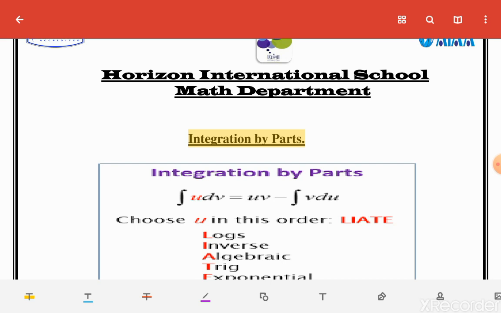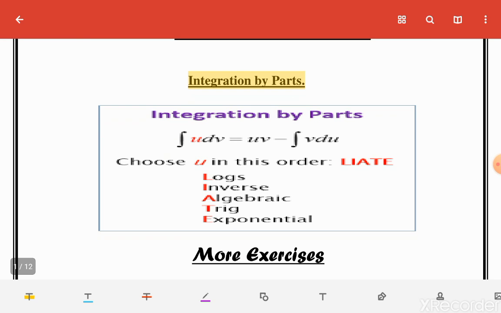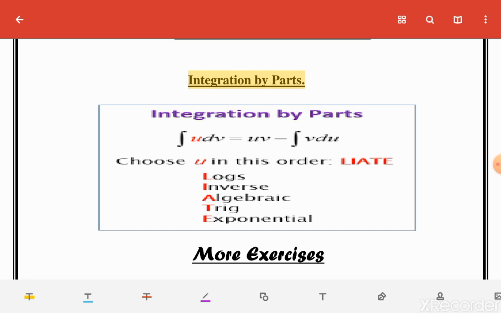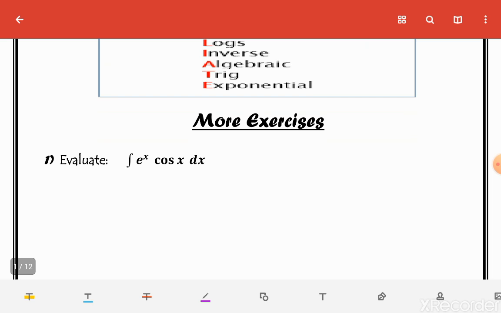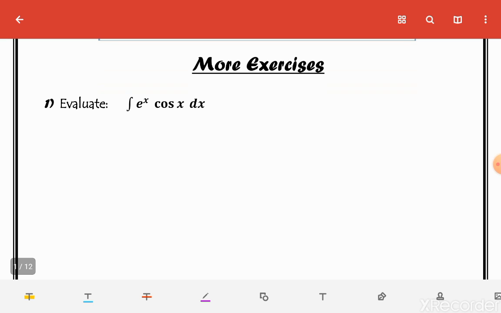Today our lesson is about integration by parts, and we started this topic in the previous videos. Quickly, we would like to repeat the rule, which is the integral of u dv is equal to uv minus the integral of v du. And we said that to choose u, we follow the order of the word LIATE, where L stands for logs, I stands for inverse, A stands for algebraic functions, T stands for trig, and E stands for exponential functions. Let's take more examples for integration by parts.